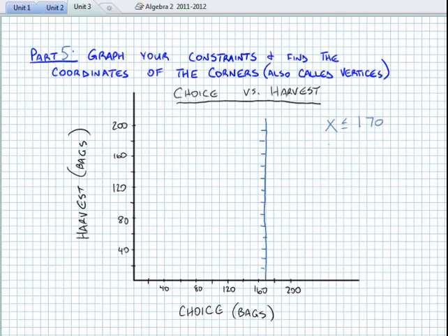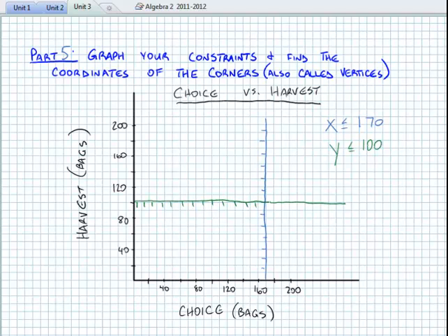The second inequality or constraint was y is less than or equal to 100. So that's going to be a nice horizontal line at 100. So I draw that right at 100. And this indicates that I'm going to want to shade everything below that line. So when it comes time to shade, I'm going to shade below the line there.